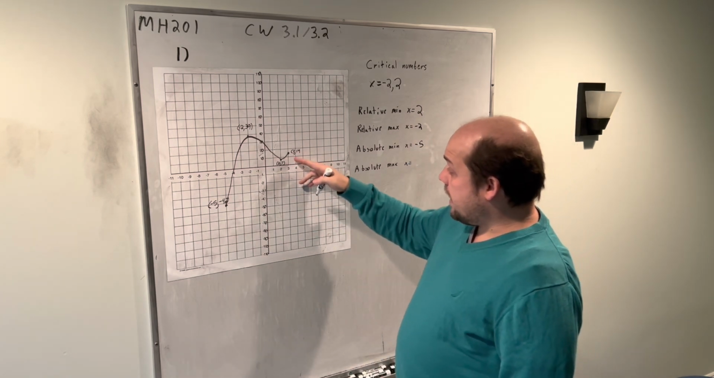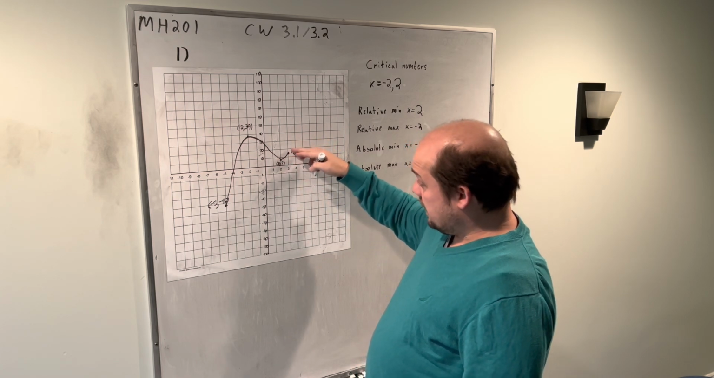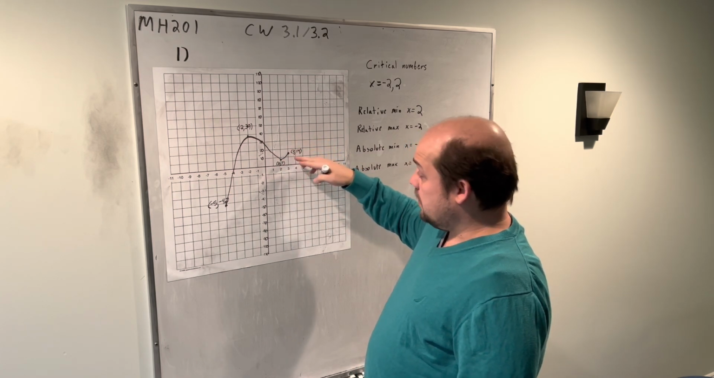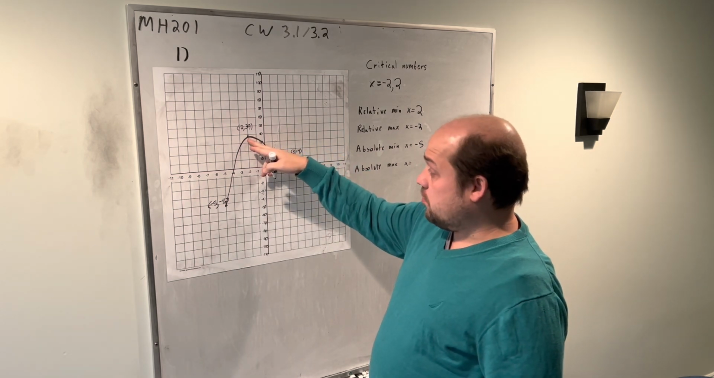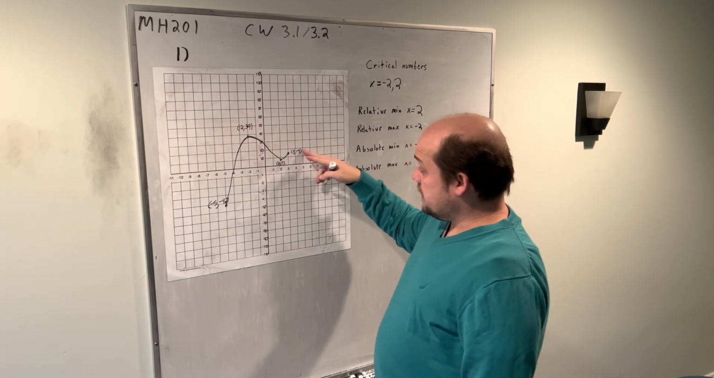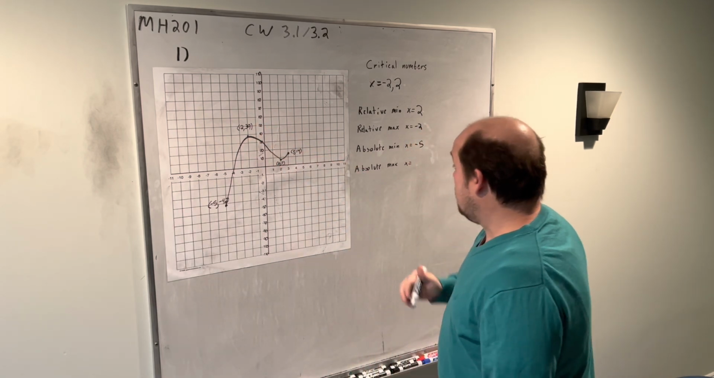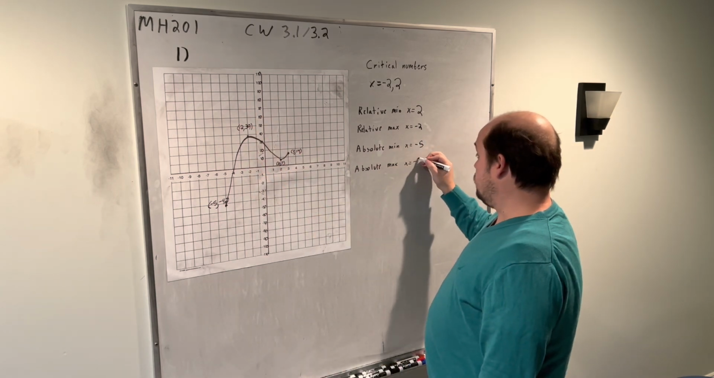For the absolute max, here at 3, 14, we do have a place where it's higher and has increased at the end, but it's not the highest place on the graph. The highest place on the graph is here at the relative max, where it got to 39, which is higher than 14 in the y direction. So the absolute max is occurring at an x value of -2.